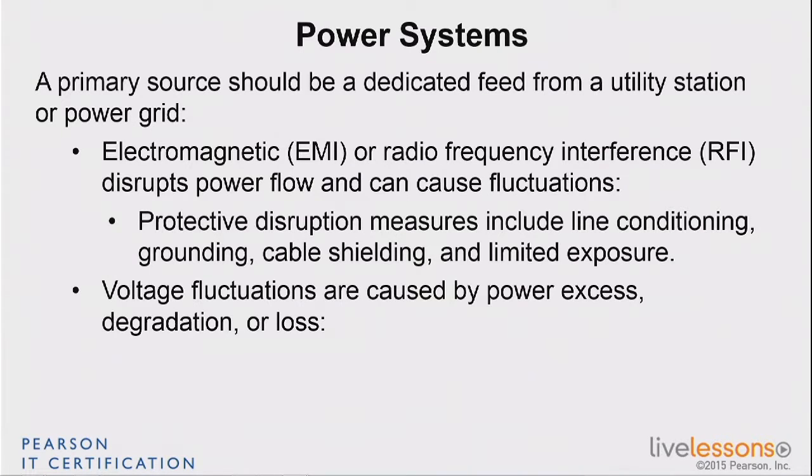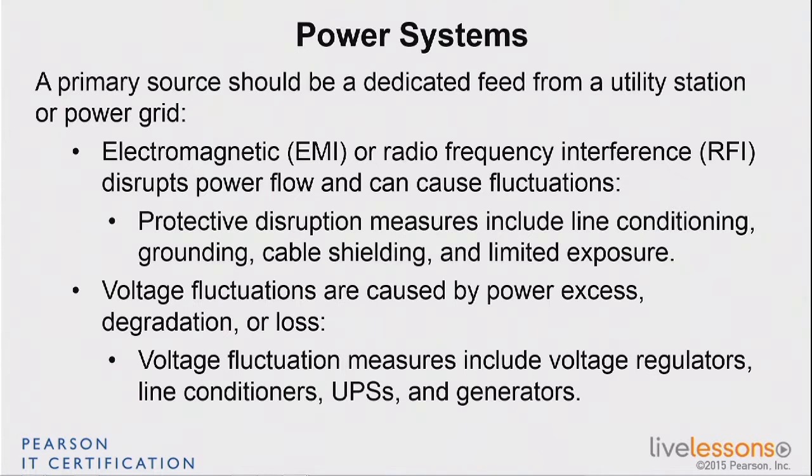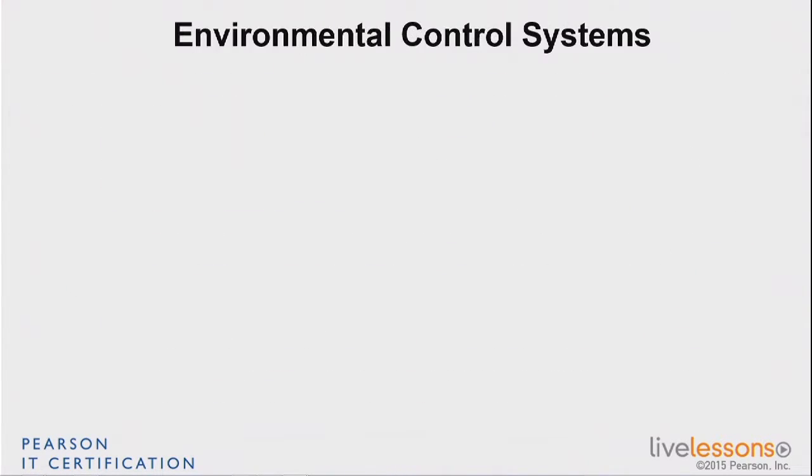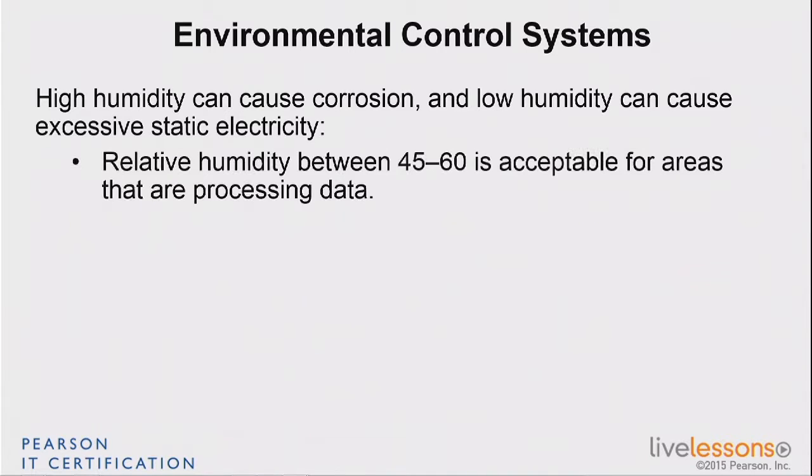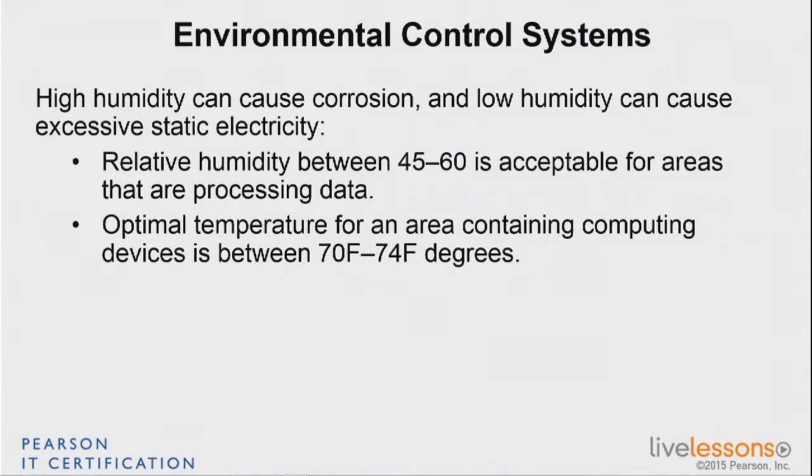Voltage fluctuations are caused by power excess, degradation, or loss. So voltage fluctuation measures include voltage regulators, line conditioners, UPSs, and generators. We also need to be thinking about our environmental control systems, because high humidity can cause corrosion and low humidity can cause excess static electricity. Relative humidity between 45 and 60 is acceptable for areas that are processing data. The optimal temperature for an area containing computing devices is between 70 degrees Fahrenheit and 74 degrees Fahrenheit.